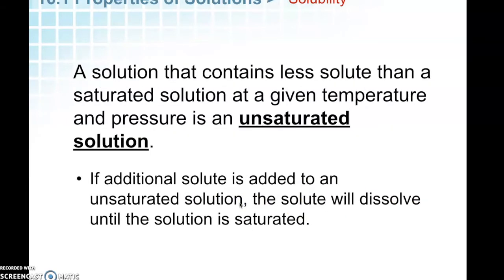A solution that has less solute than the saturated solution is unsaturated, which means it's all dissolved, and we can even add more and dissolve it. Once we reach that saturation point, though, we cannot add more.